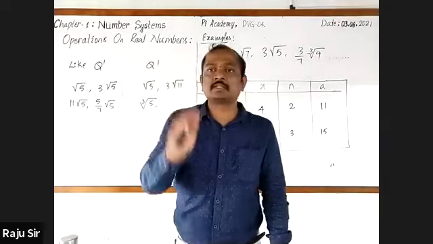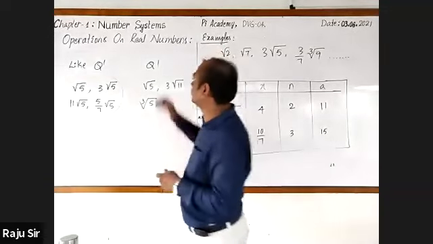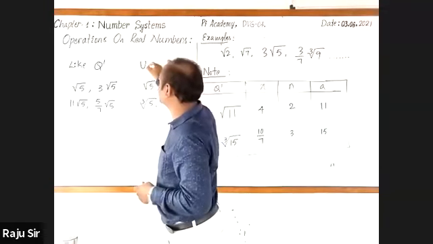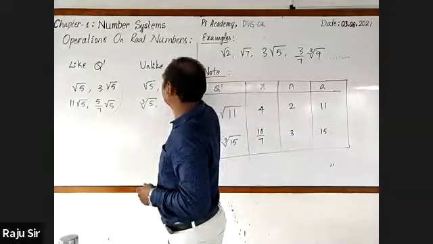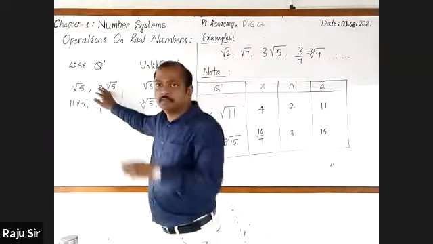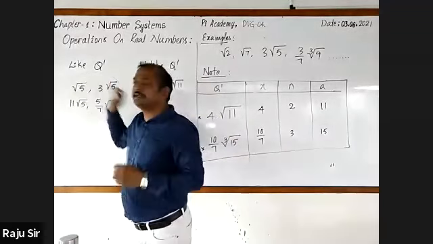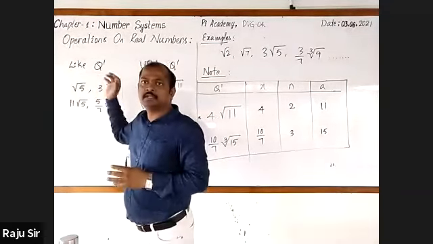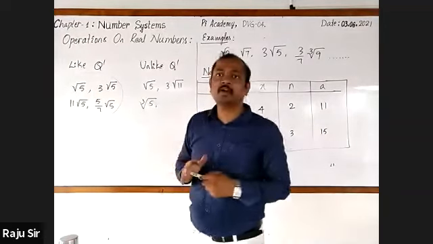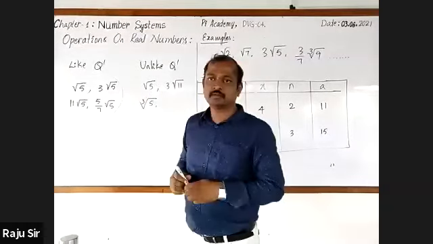We call such surds unlike surds, nothing but unlike irrational numbers. Did you understand? Yes, sir. A very simple thing to be remembered: in the group of surds, in the group of irrational numbers, if order is same and radicand is also same, then they are called like surds. Other than that, unlike surds. Got it?